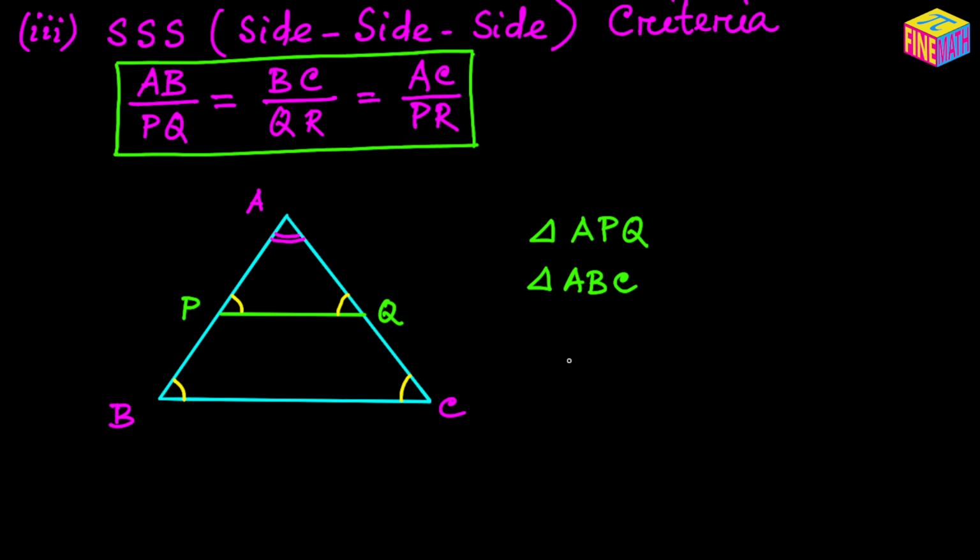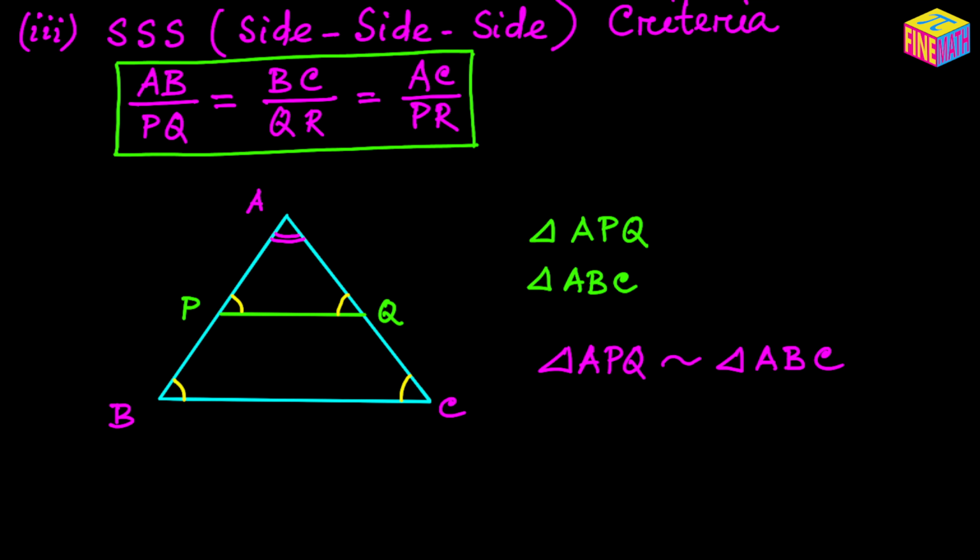Now we can write it like this. When we say similar triangles, we can say triangle APQ is similar to, this is the sign we use, triangle ABC. So this is how we indicate that two triangles are similar. This is the symbol used for similarity.